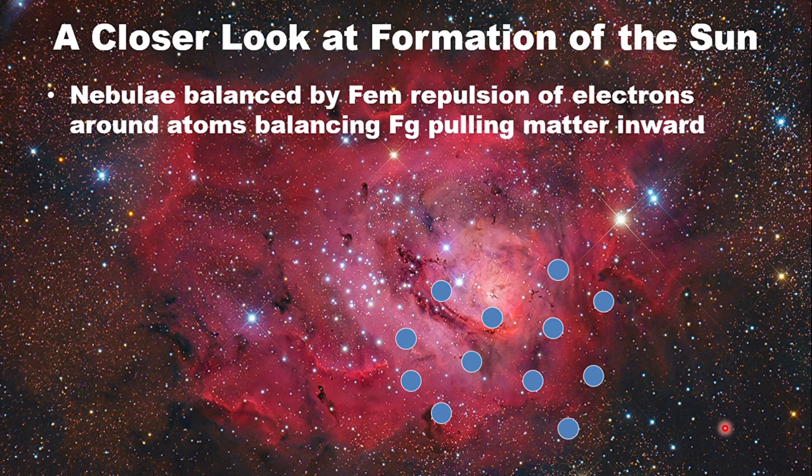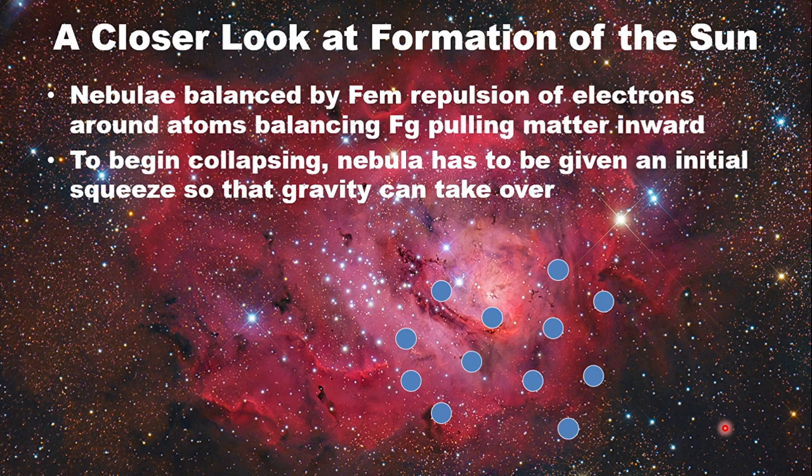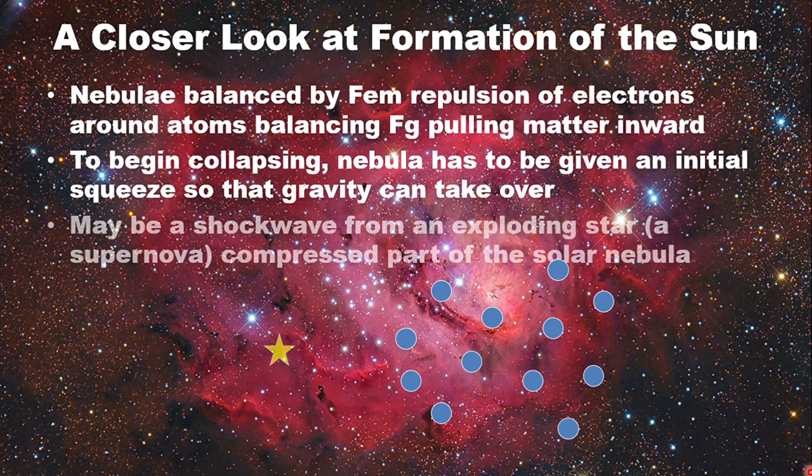So to start turning a nebula into a star, to start it shrinking or collapsing, something has to begin the process. Something has to give the nebula an initial squeeze to bring some of those particles closer together so that gravity increases in strength and can start overcoming the electromagnetic repulsions between the atoms. This thing is called a trigger. And there are a number of different possibilities for a trigger.